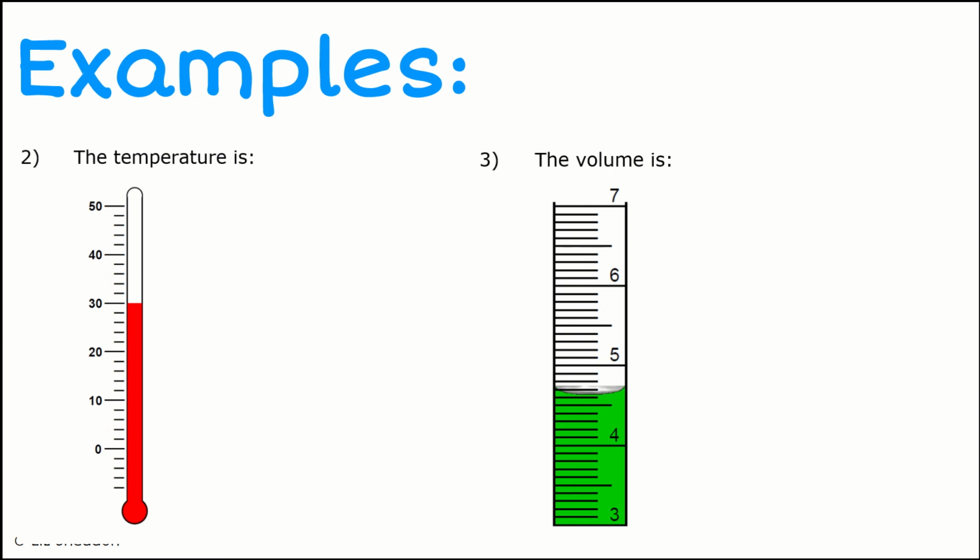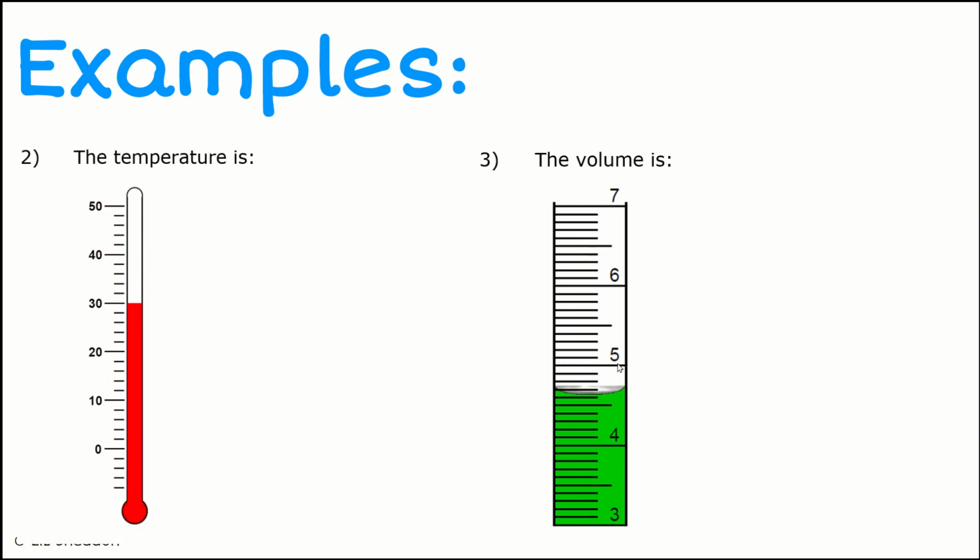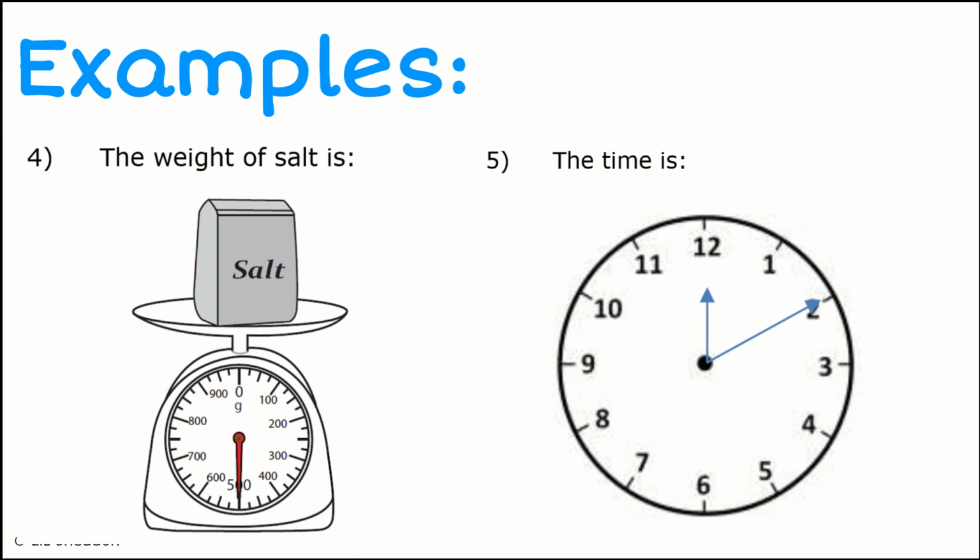For my volume, the third one there, I want to look for where the bottom of that meniscus is. The bottom of that meniscus I can see is down here. So I've got my line going across there at 4, there's my 5, and there's the line that's halfway, so that would be 4.5. This next one up is 4.6, and it's halfway between that and the next, so that will be 4.65. When I look at the weight of this bag of salt, you can see the needle's pointing down to the 500. And that's measured in grams. So the weight of salt would be 500 grams.